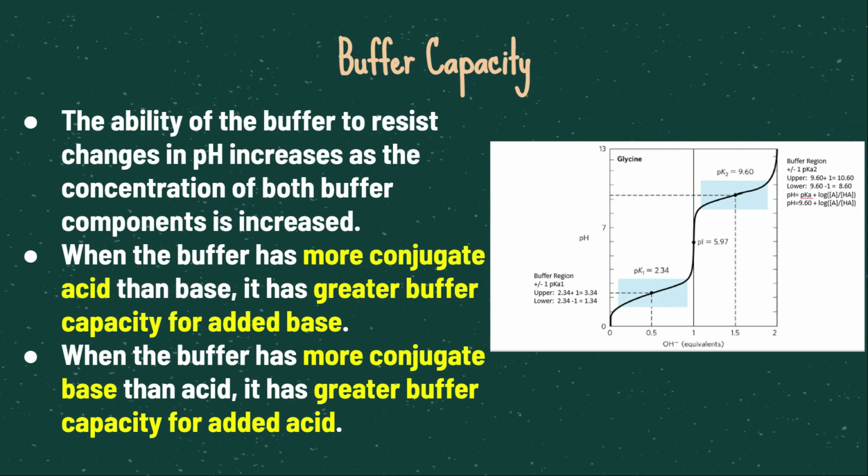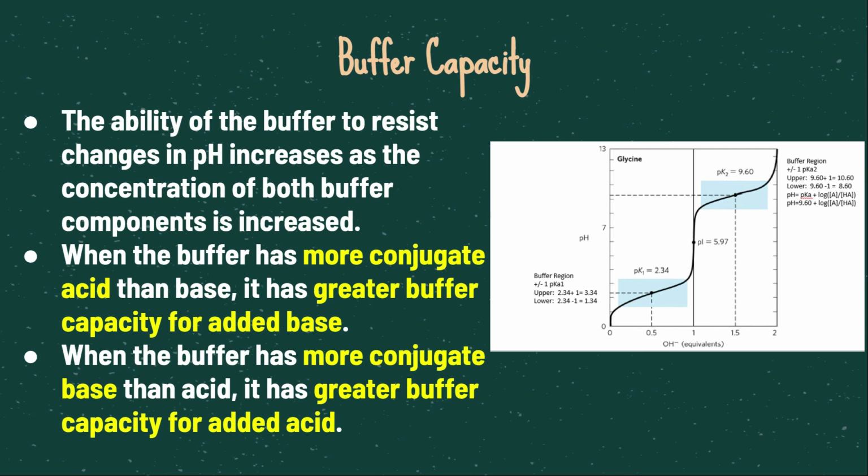The last thing I want you to understand is buffer capacity, and that is the ability to resist changes in pH. The ability of the buffer to resist changes in pH is directly correlated to the concentration of the conjugate acid-base pair that you put into it. So the resistance to changes in pH increases as the concentration of both buffer components is increased. Key thing there is both buffer components.